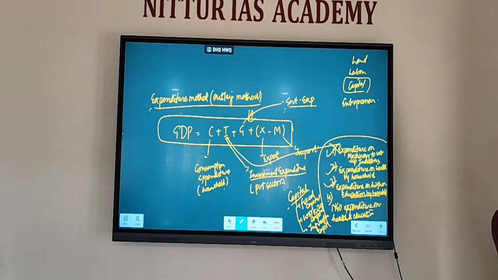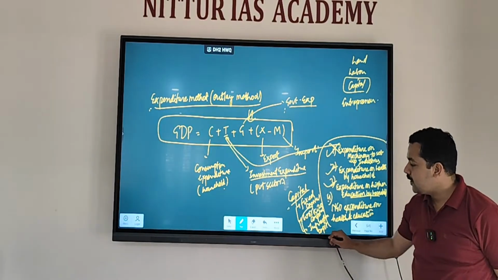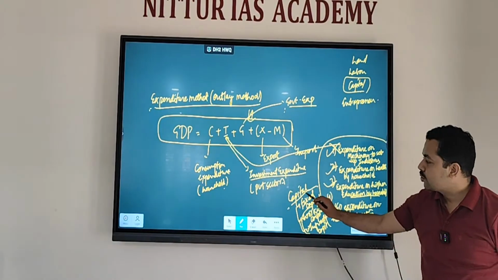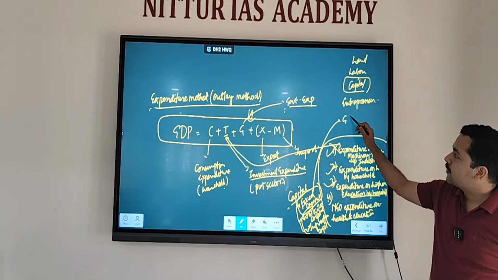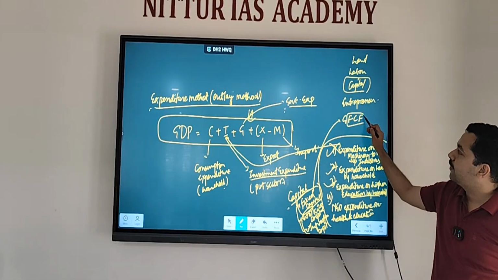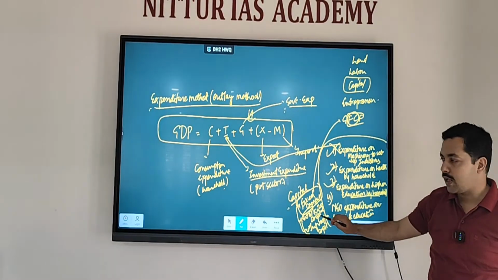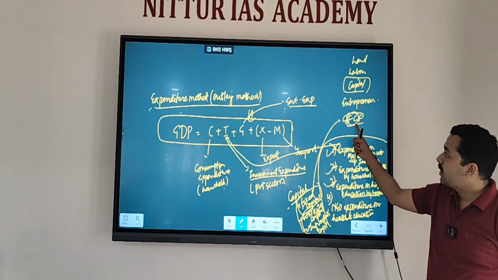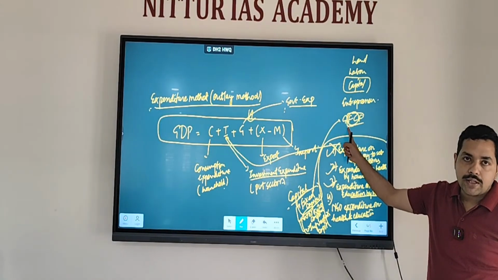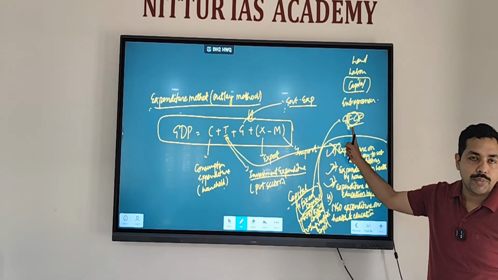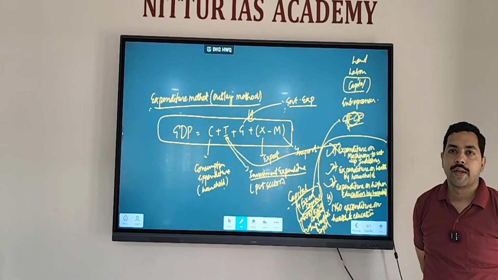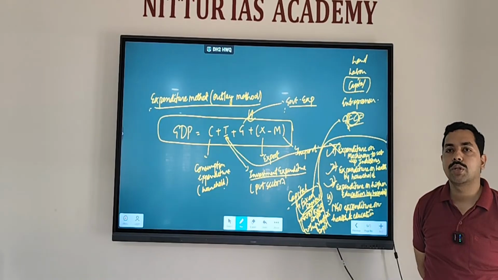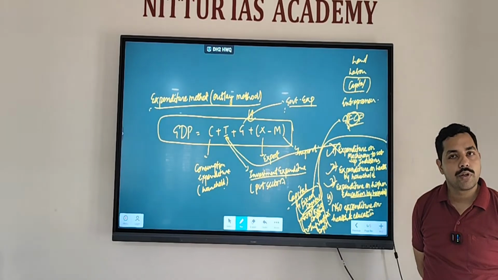So this type of capital can be of these three types: infrastructure capital, working capital, and fixed capital. When we are talking about gross fixed capital formation, we are only talking about this capital, not either of the others. Investment that is made in fixed capital is going to be called gross fixed capital formation.